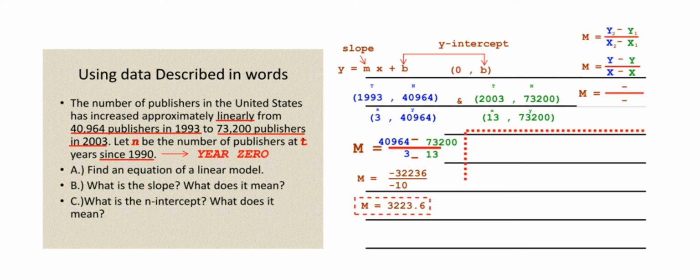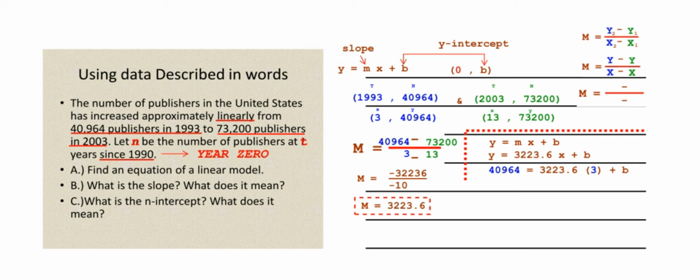So there's our intermediate answer, and let's go back to our equation, y equals mx plus b. And let's plug in our slope, since we now know our slope. Y equals 3,223.6x plus b. And let's use one of the coordinates, either the one with the 3, 40,964 or 13, 73,200, your choice. But make it easy for yourself. Always use smaller values, right? So I'll use the smaller value in this case to make it easier. 40,964 is the y value, and replacing also the x value of 3.